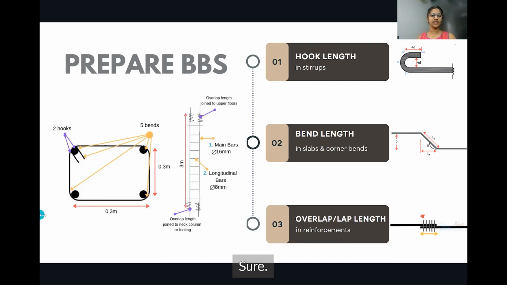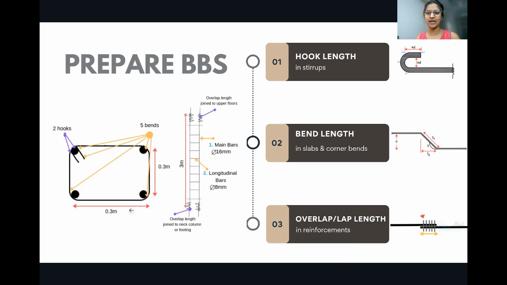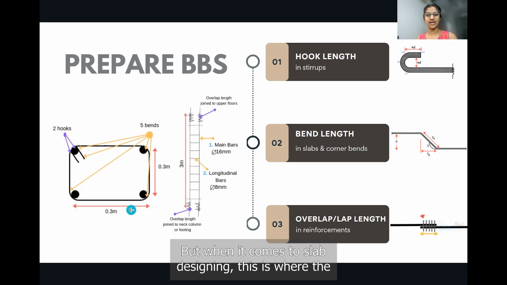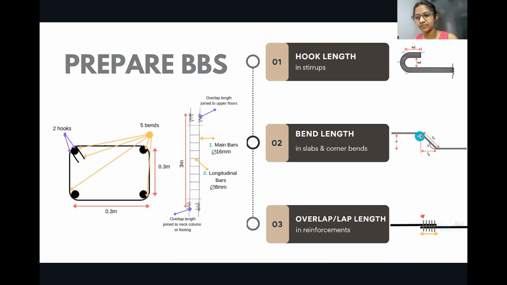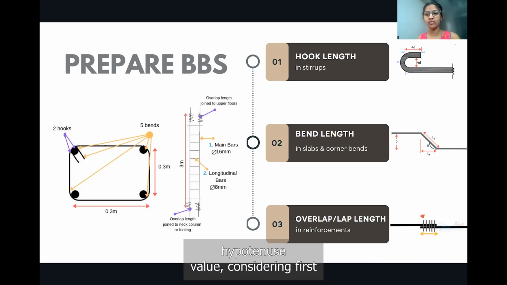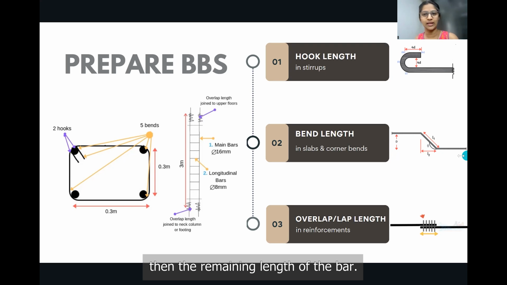Next, you have the bend lengths. So over here, this is one of the corner bends that you saw here, because it has a complete 90-degree bend. But when it comes to slab designing, this is where the bends are going to be there. So this is going to be the hypotenuse. So you will be taking the hypotenuse value, considering the first length in the first level, and then you will be summing up the hypotenuse and the remaining length of the bar.